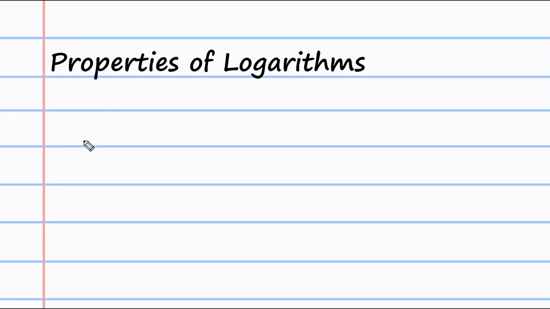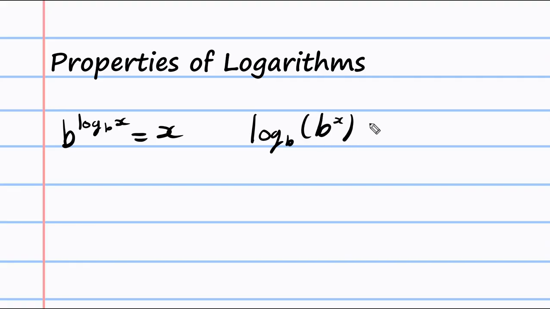Alright, so I'm going to list out some properties of logarithms that are pretty important to know. So knowing that exponents and logarithms are inverses of each other, we can say that b to the log base b of x is equivalent to x. They undo each other. And same thing with log base b of b to the x. That's just the same as x because they undo each other.